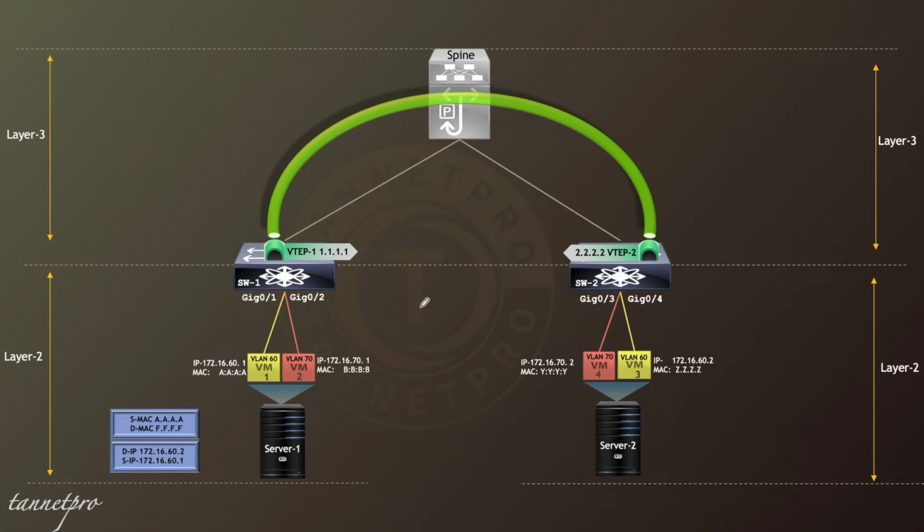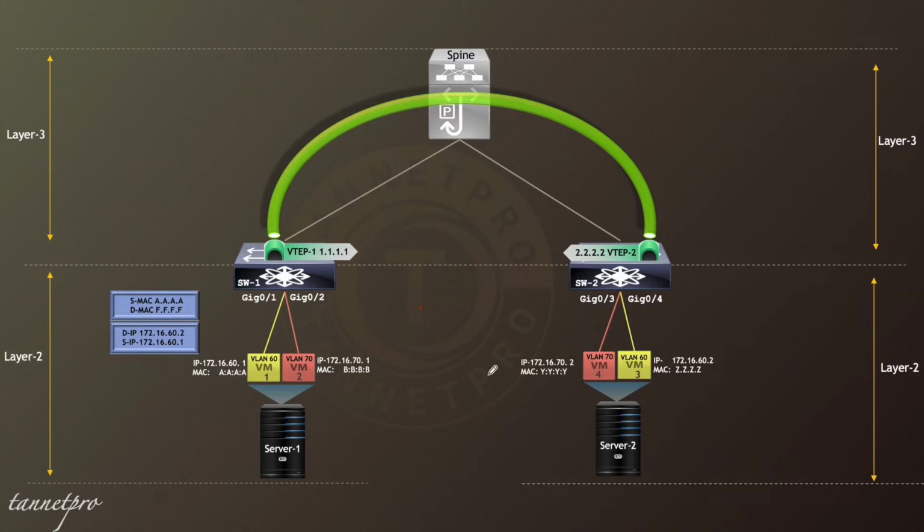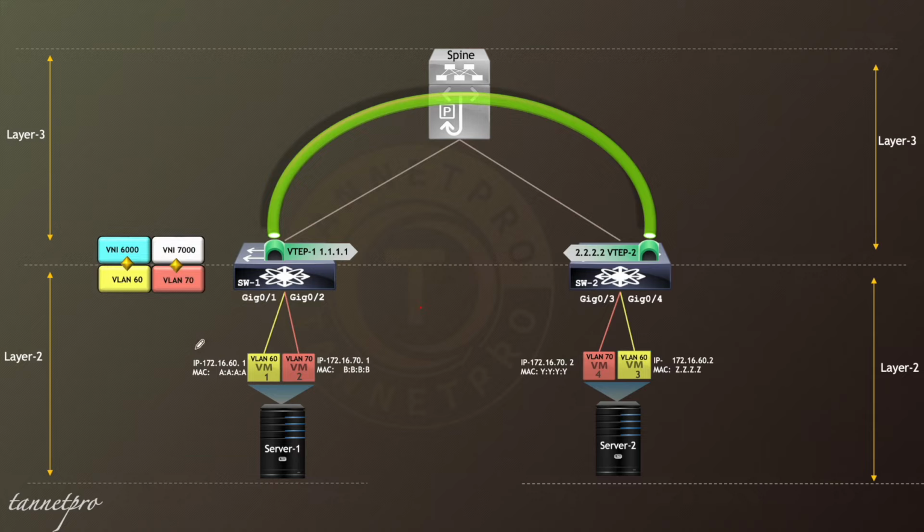As in the earlier example, if server 1 wants to communicate with server 2, you generate a frame with the destination IP, source IP, destination MAC and source MAC. Again the same thing happens here. The source MAC you know, but the destination MAC you don't know, so only the broadcast MAC address is used. In that case you send a request to your switch. Once you send it to the switch, it first maps the VLAN ID with the VNI ID. Here I have given an example: it will automatically map VNI 6000 with VLAN 60 and VNI 7000 with VLAN 70.